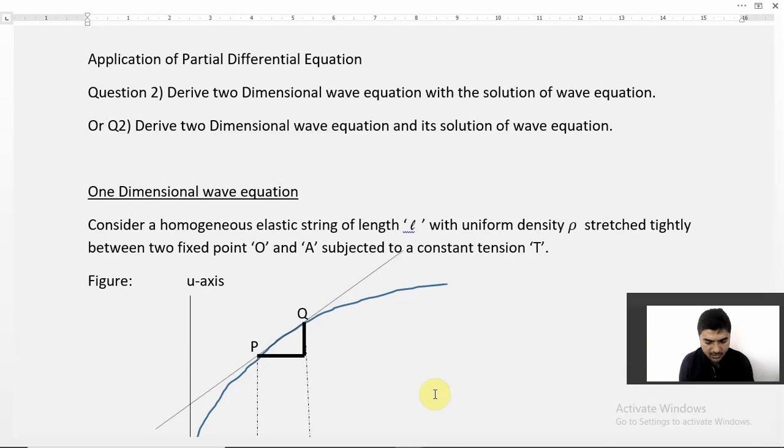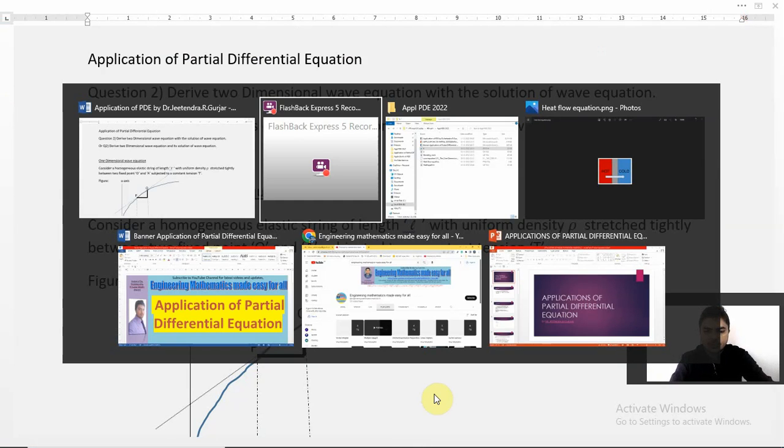Please remember that when you are going to derive wave equation, you are going to come across partial differential equation. We already have so many lectures on partial differential equations.